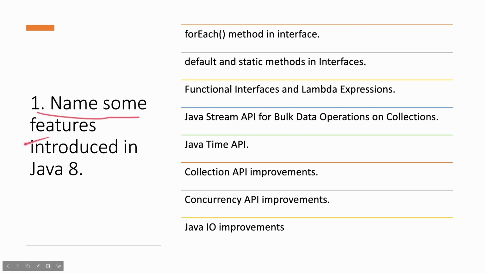So name some features introduced in Java 8. forEach method, default and static methods, functional interfaces and lambda expressions, Java Stream API for bulk data operations on collections, Java Time API, collection API improvements, concurrency API improvements, and Java IO improvements. We'll discuss all this in detail in the upcoming videos. For now, as the question says, name some features, we are naming those features, okay.